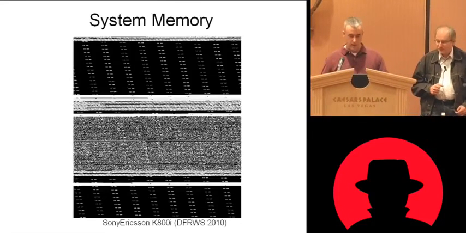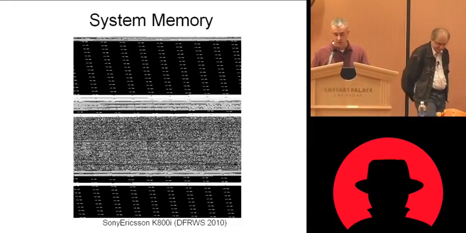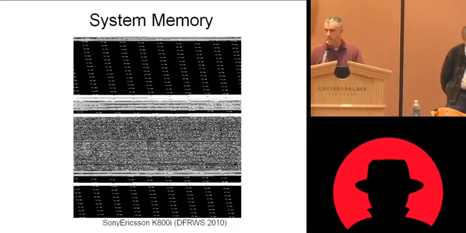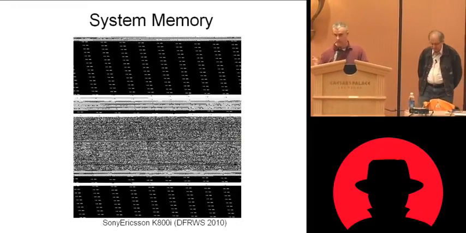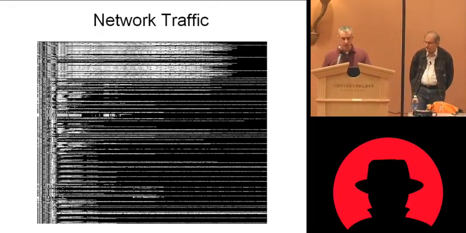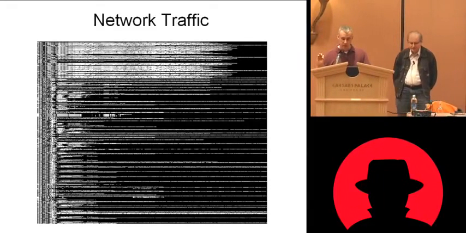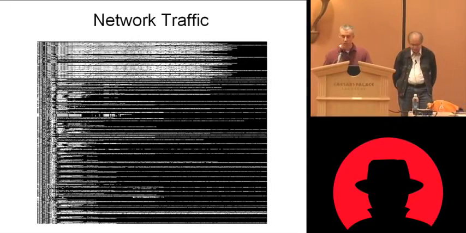And the same goes for system memory. This is from the Digital Forensics Research Workshop data set that they released this year. It's a Sony Ericsson K800. It's just a snippet from memory. And even network traffic, right? So this is a byte plot, except that it shows one packet per line and does a carriage return. So the long lines were large packets, the short lines are small packets. But again, this structure exists.